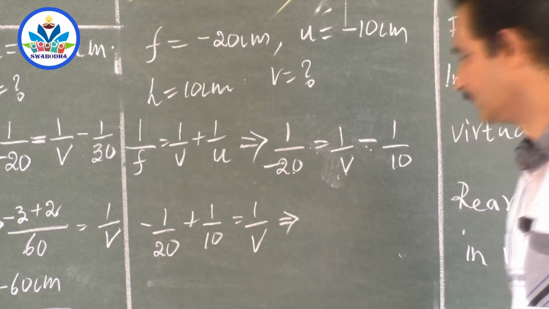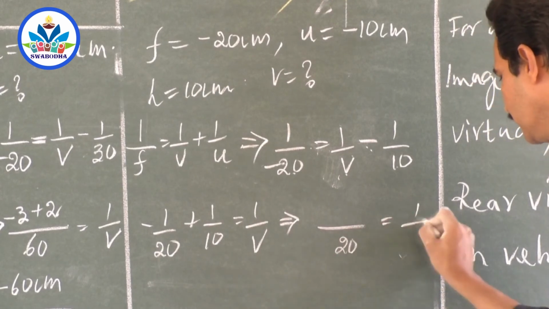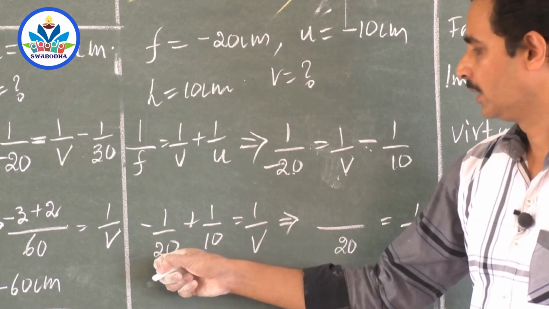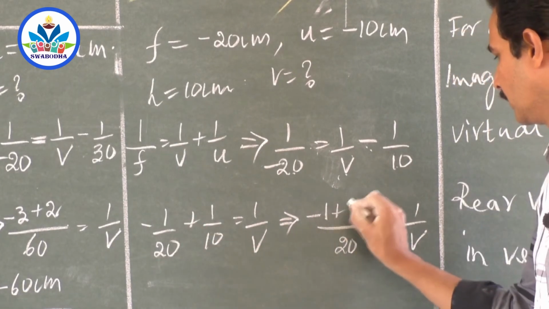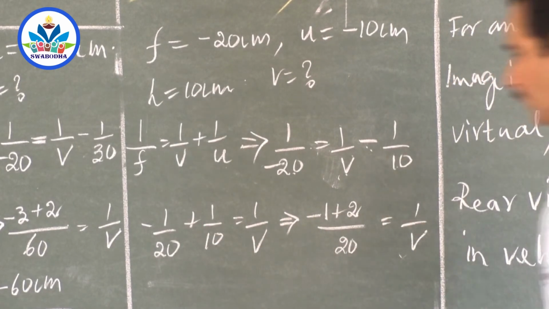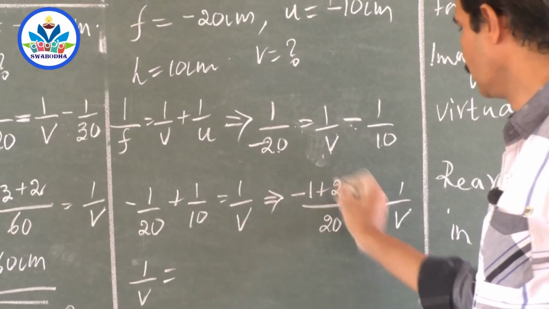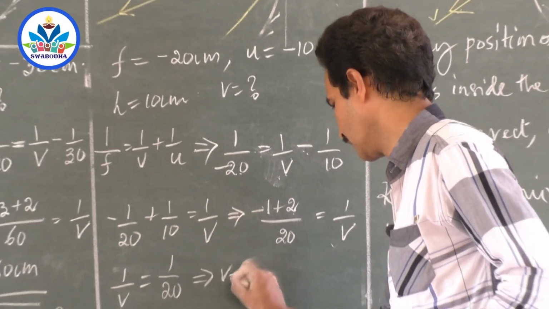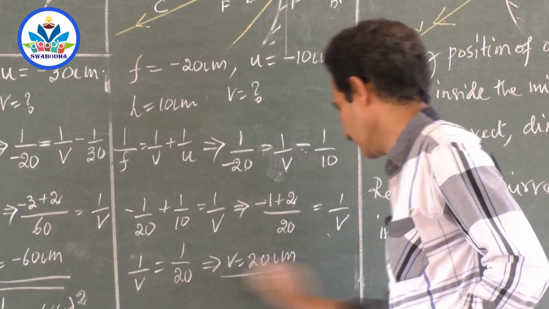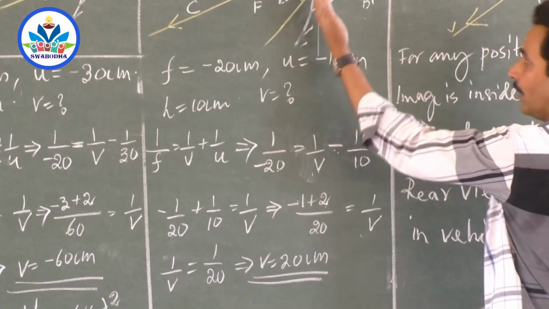That implies 20 common, and that is 1 by V. 20 common, 1s are, and 10 2s are. So what is 1 by V? 1 by V is equal to 2 minus 1 is 1 by 20, so that implies V is equal to 20 centimeters. So image is formed at a distance of 20 centimeters plus on the other side.